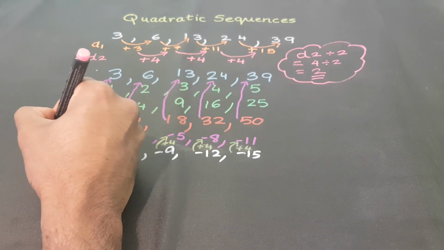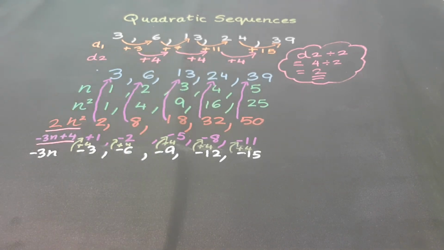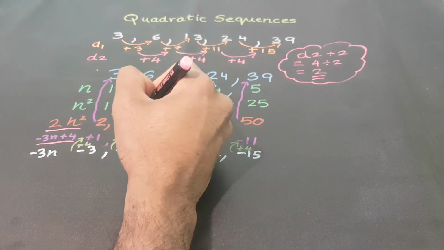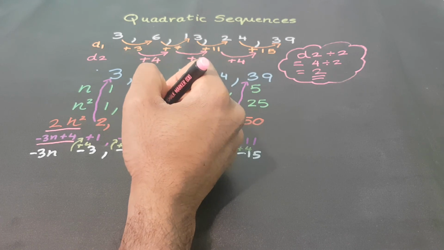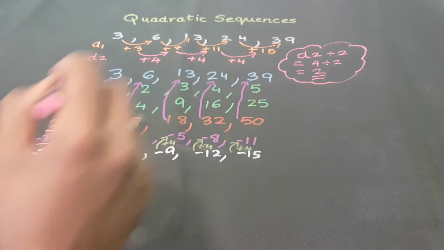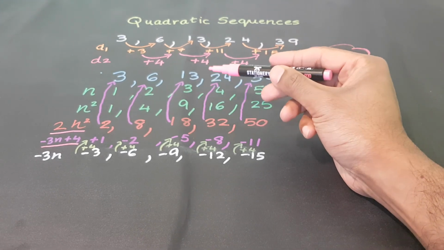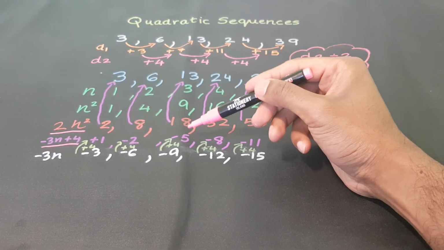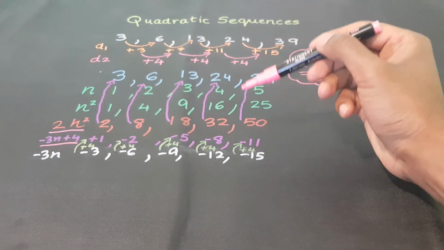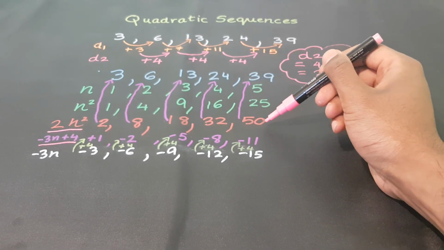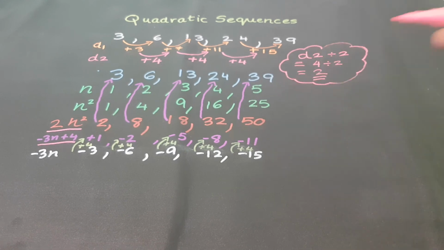So 2 plus 1 is 3. 8 plus minus 2 will give me 6. 18 plus minus 5 will give me 13. 32 plus minus 8 will give me 24. 50 plus minus 11 is 39.